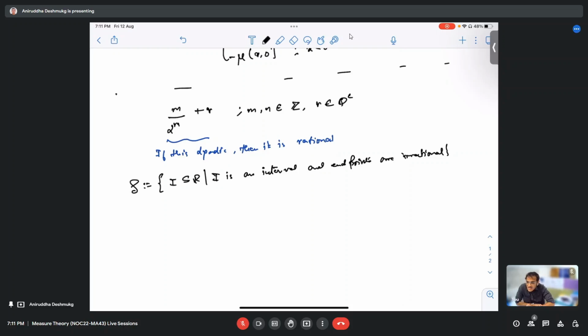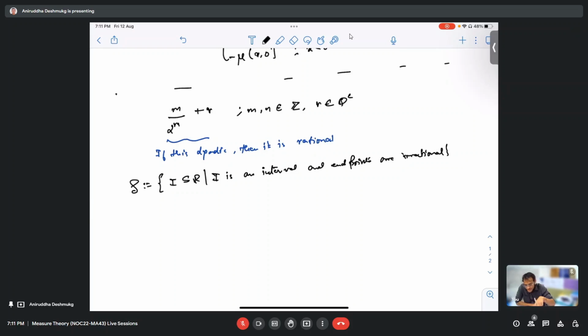See, does R have any endpoints? The boundary points are irrational. That is fine. So this is the collection of all those intervals whose boundary points are irrational. But does the set R, the set of real numbers, have boundary points? Did you understand my question?